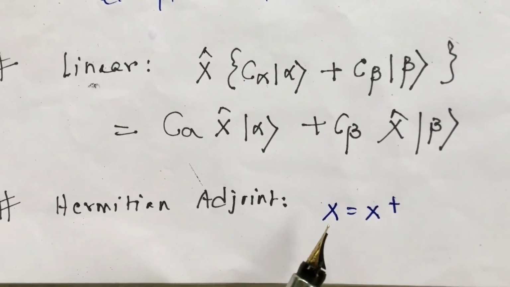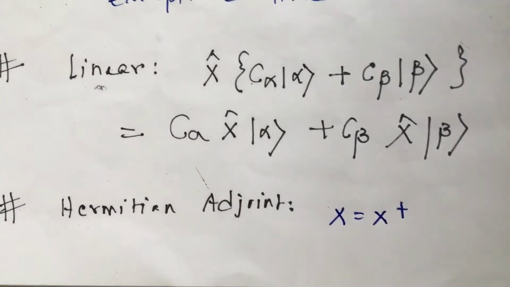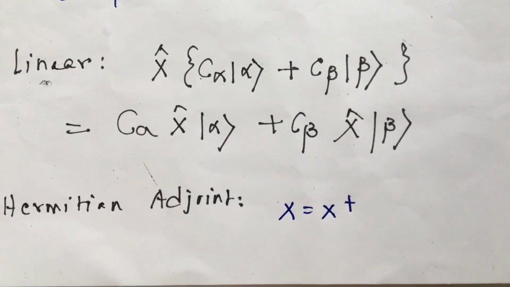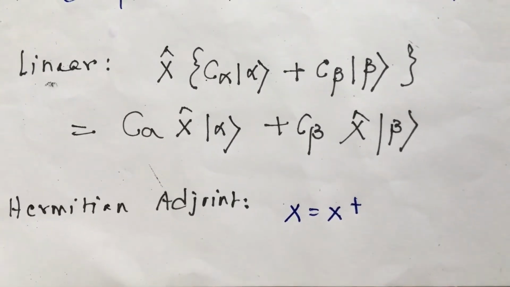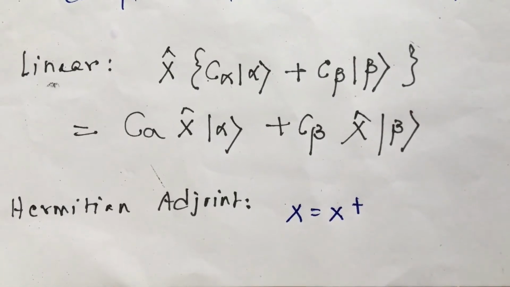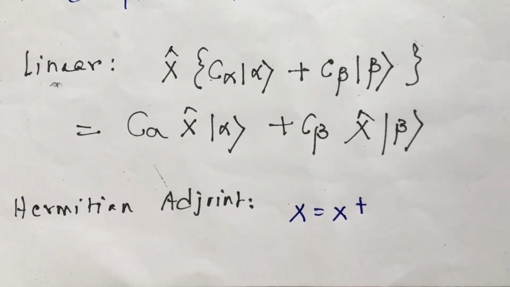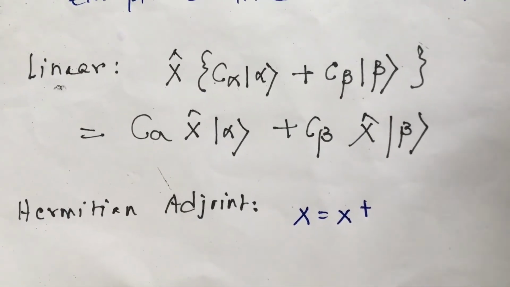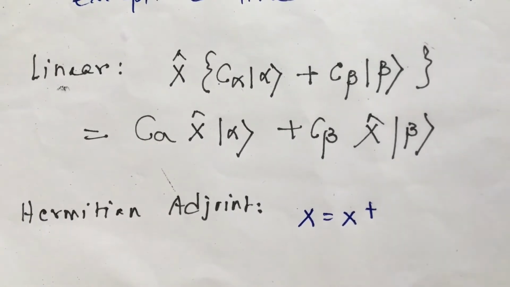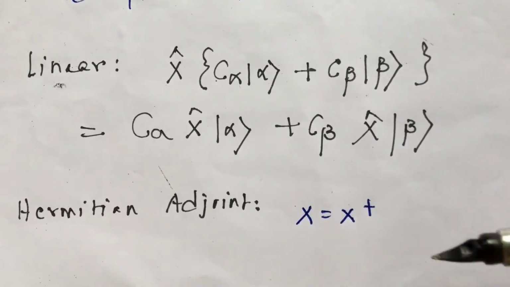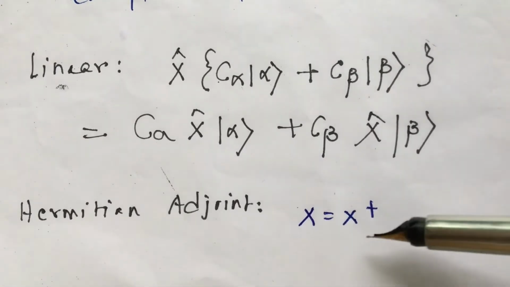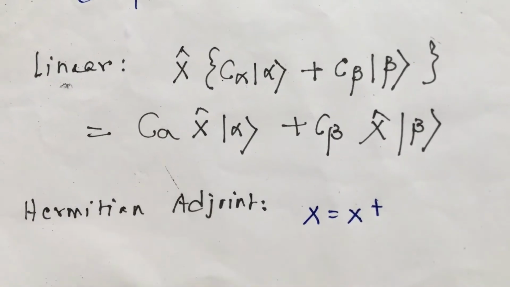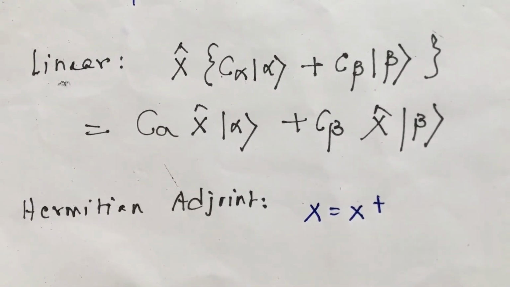If an operator satisfies this relation, that an operator is a matrix actually, and if we take the transpose of a matrix, that is we make rows into columns or columns into rows, and we take the complex conjugate of the individual components of that matrix, but still we have the same matrix, then we can call this operator a Hermitian operator, and this procedure is called the Hermitian adjoint of an operator.